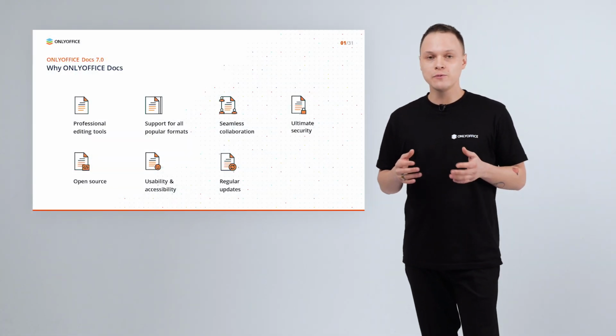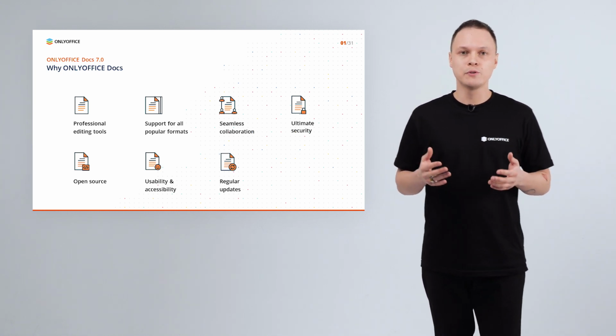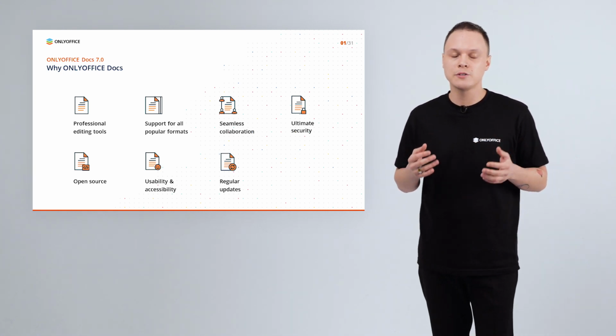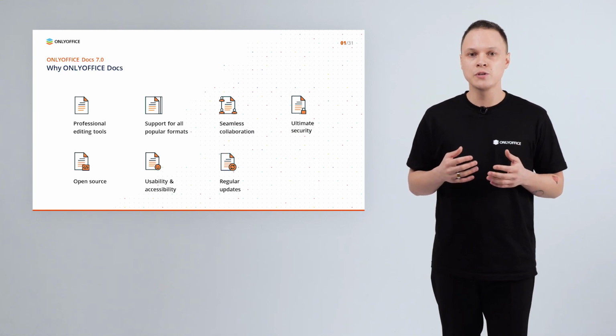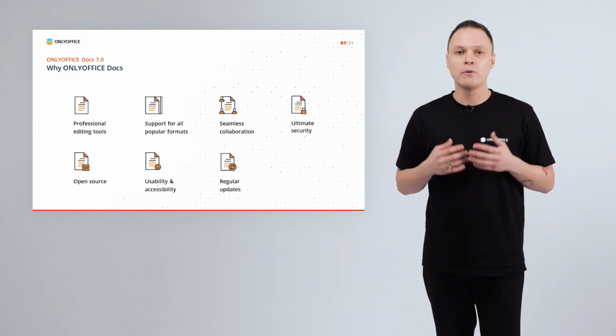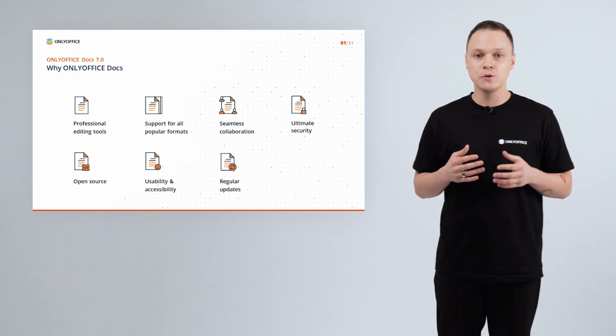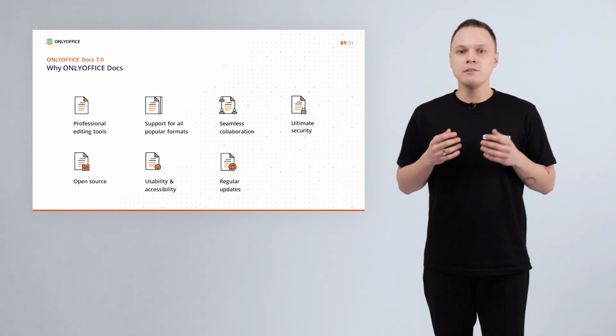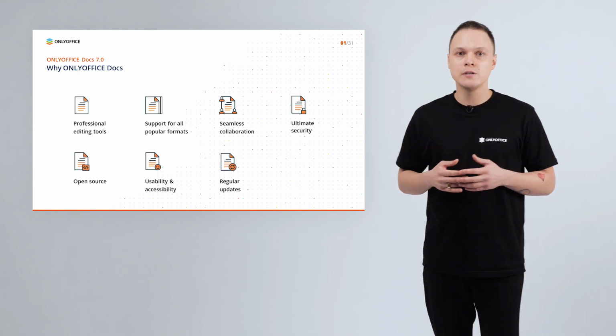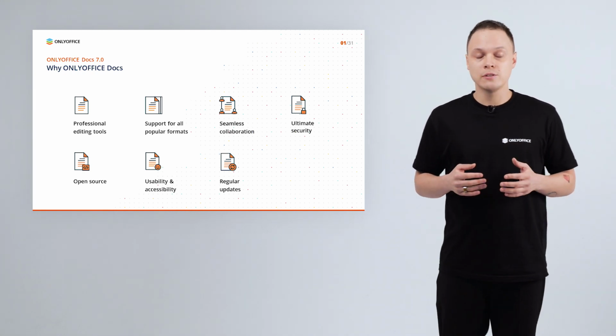A brief intro first. Why do people choose ONLYOFFICE Docs? Because it has all necessary editing tools, it supports all popular formats, it lets you collaborate seamlessly in big teams, it is secure and it's open source. And besides, it's very convenient to use and user-friendly and it's constantly improving. And I want to tell you that version 7 brings a lot of news in each and every aspect of this.